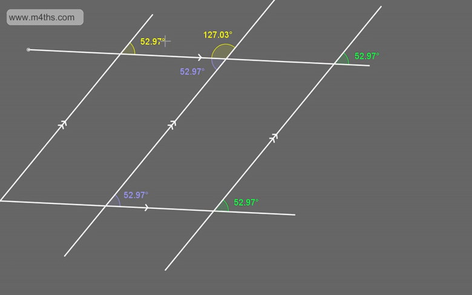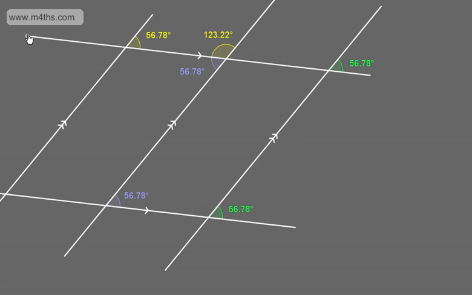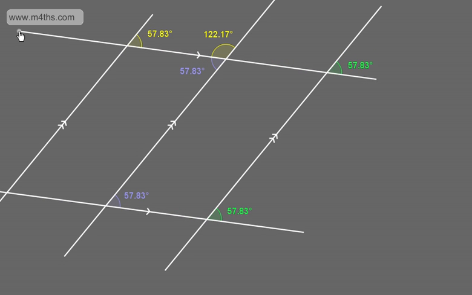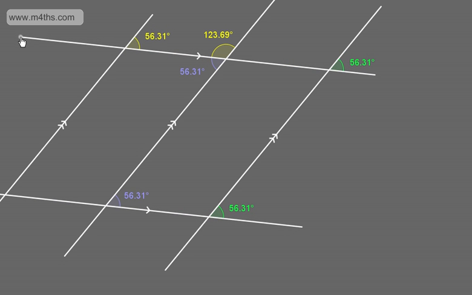If we look at the yellow ones, these are the co-interior ones, or the C angles. So we have our parallel lines, and then we have the transversal. They will always sum to 180 degrees.